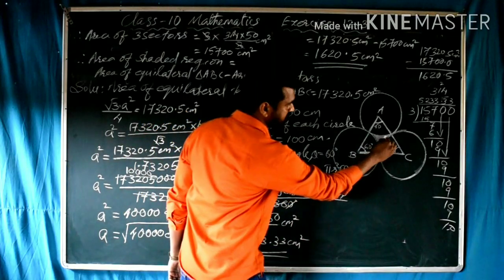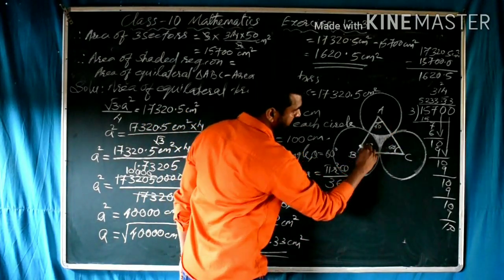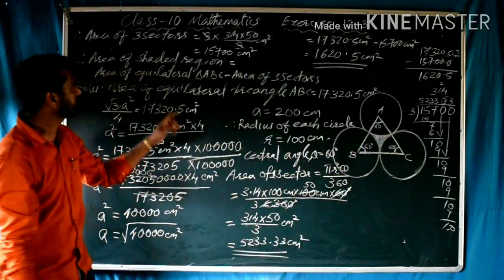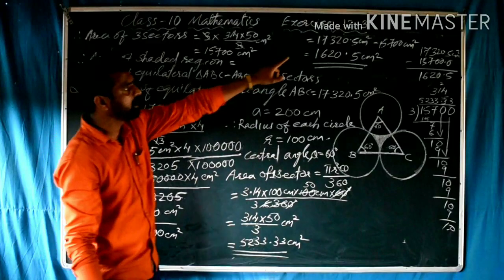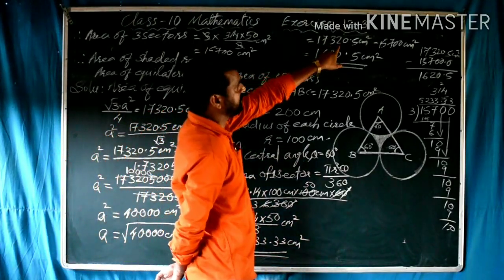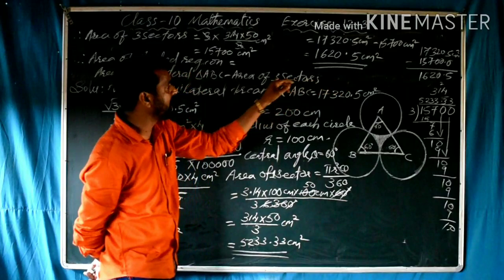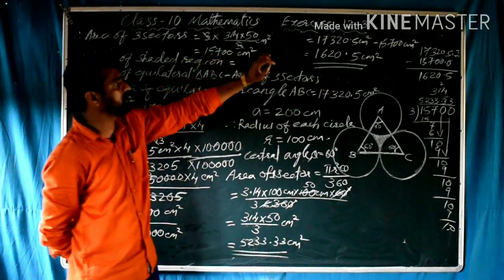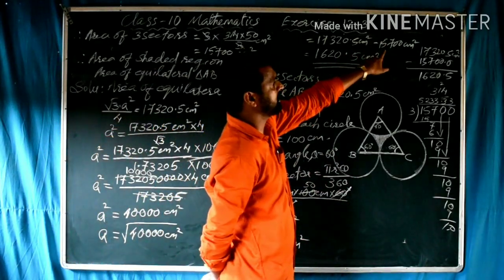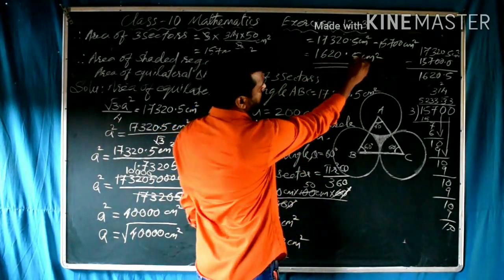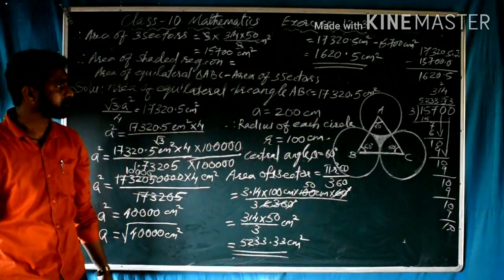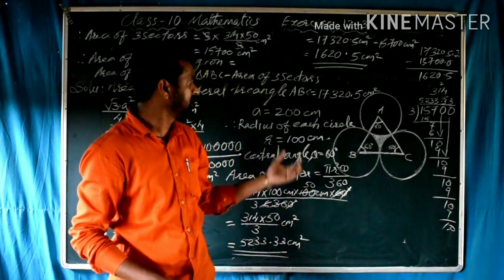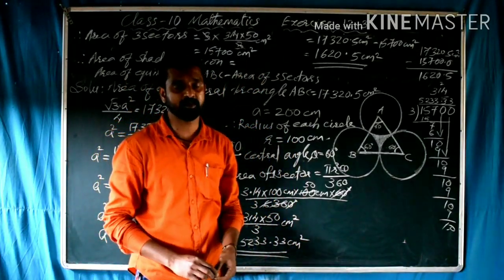Therefore, area of shaded region is equal to area of equilateral triangle ABC minus area of three sectors. The area of equilateral triangle ABC is given in the question, 17,320.5 centimeter square, minus area of three sectors, which we got as 15,700 centimeter square. Then subtracting that, we will get the answer 1,620.5 centimeter square.